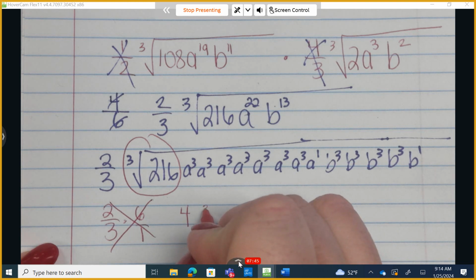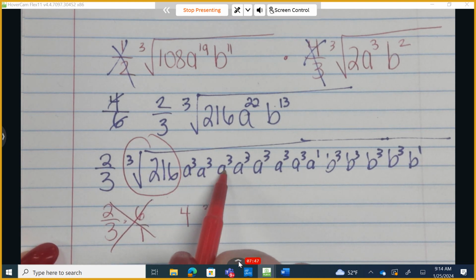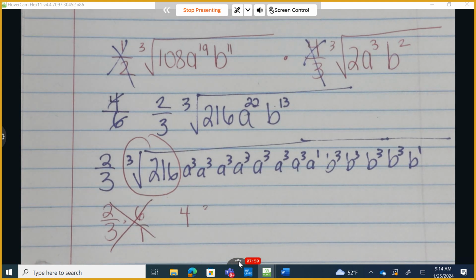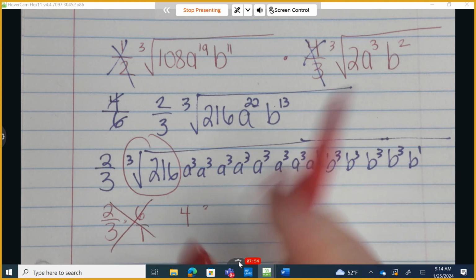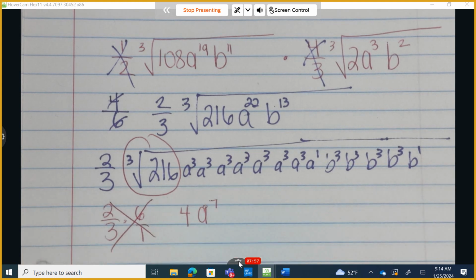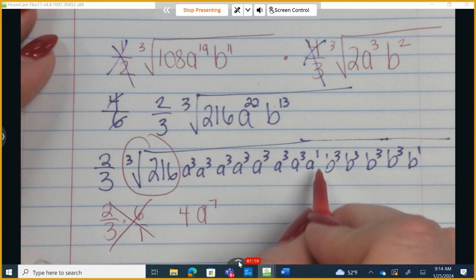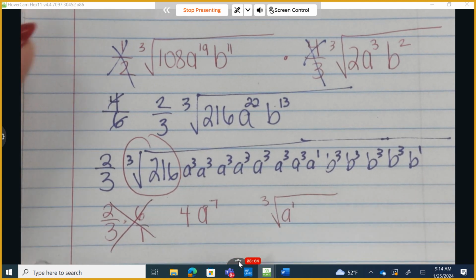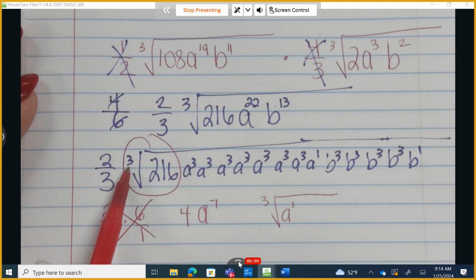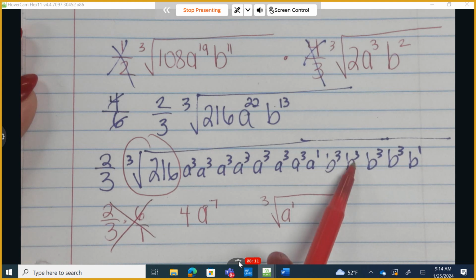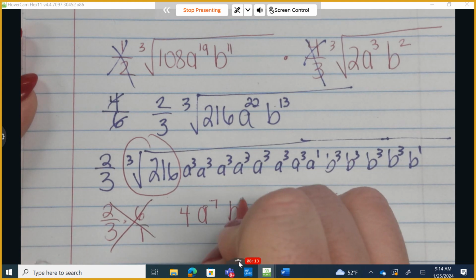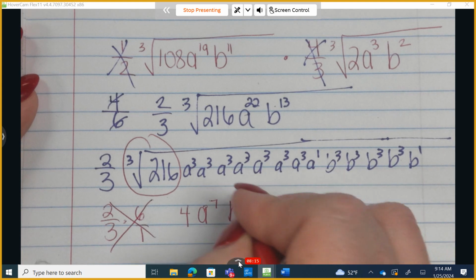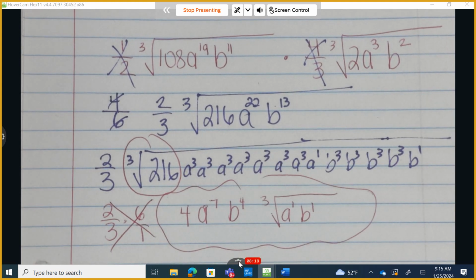Now, here we go. You ready? I have a 4 out front. How many groups of 3 do I have for 8? How many full sets of 3 do I have? 1, 2, 3, 4, 5, 6, 7. I have 7 full sets. But there's a remainder. There is a remainder of 1. Anything that's a remainder must remain inside the radical. In this case, it's a cube root. How many full sets of 3 do I have for B's? 1, 2, 3, 4. I have 4 full sets, but there's a remainder of 1. This is the simplified answer.